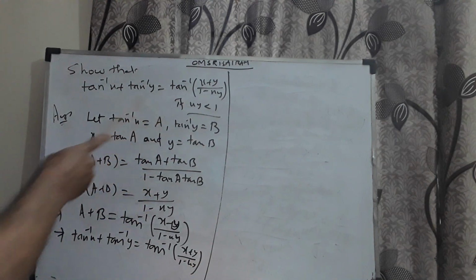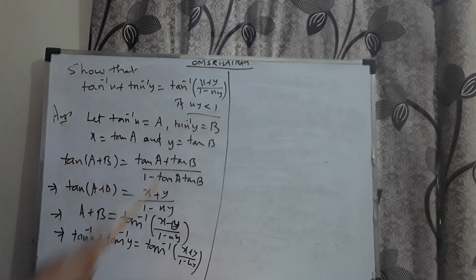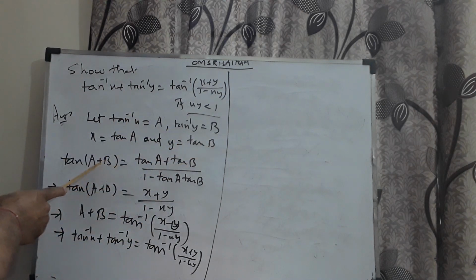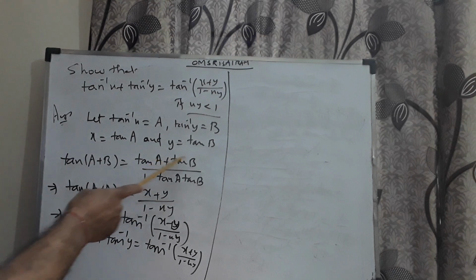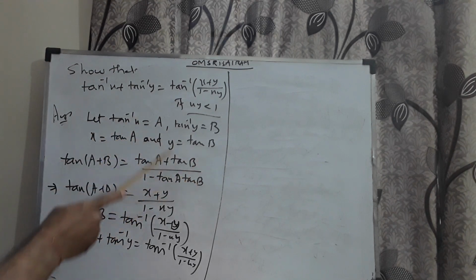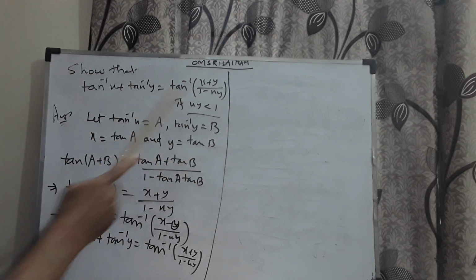I take tan inverse x as a, tan inverse y as b. x becomes tan a, y becomes tan b. Let me try to simplify tan (a plus b): (tan a plus tan b) by (1 minus tan a tan b). Tan (a plus b) is (x plus y) by (1 minus xy) because of these two results. These two, if you want, you can write as 1 and 2.